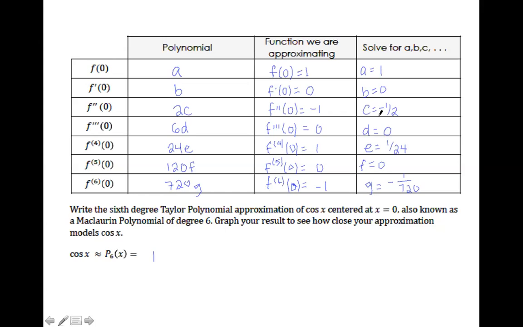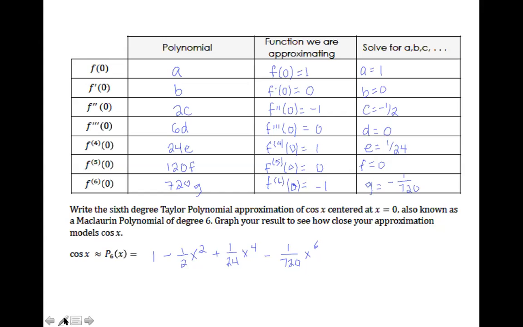Okay, the next one we have, and remember, this is our degree 2, right? So we have negative 1/2 x squared. All right, we skip our cube step. We're now down to the 4th power. So we have plus 1/24 x to the 4th. Okay, this is degree 5. This is degree 6. So minus 1 over 720 x to the 6th. Right.